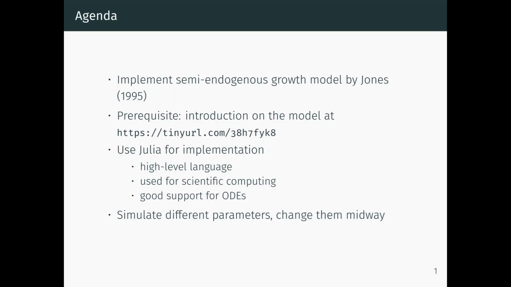After having implemented the model, we'll simulate it with different parameters to see the effect of these parameters, and even change them during the simulation to see those effects.